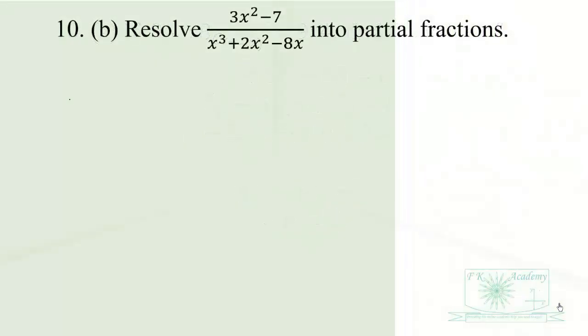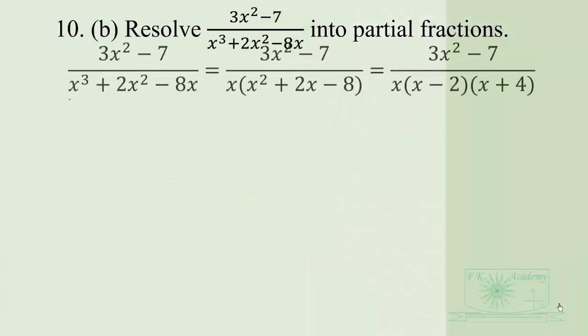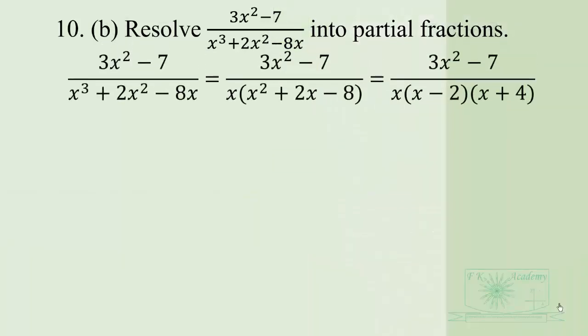We have to resolve 3x squared minus 7 over x cubed plus 2x squared minus 8x into partial fractions. So we need to set up the partial fraction. So we have something like this: 3x squared minus 7 over this. Now we need to deal with the denominator here. So we factor x to get x squared plus 2x minus 8. Then we need to factor x squared plus 2x minus 8.